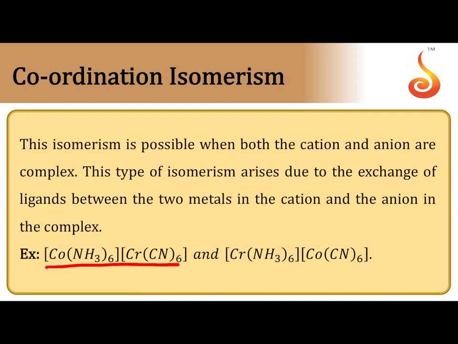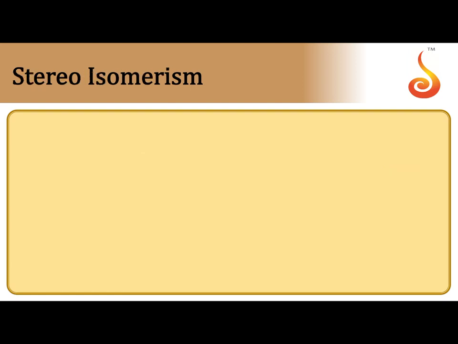Next, coordination isomerism. This is exhibited by polynuclear complexes. A complex which has 2 or more than 2 central metal atoms is called a polynuclear complex. So these are formed due to exchange of ligands between 2 central metal atoms.